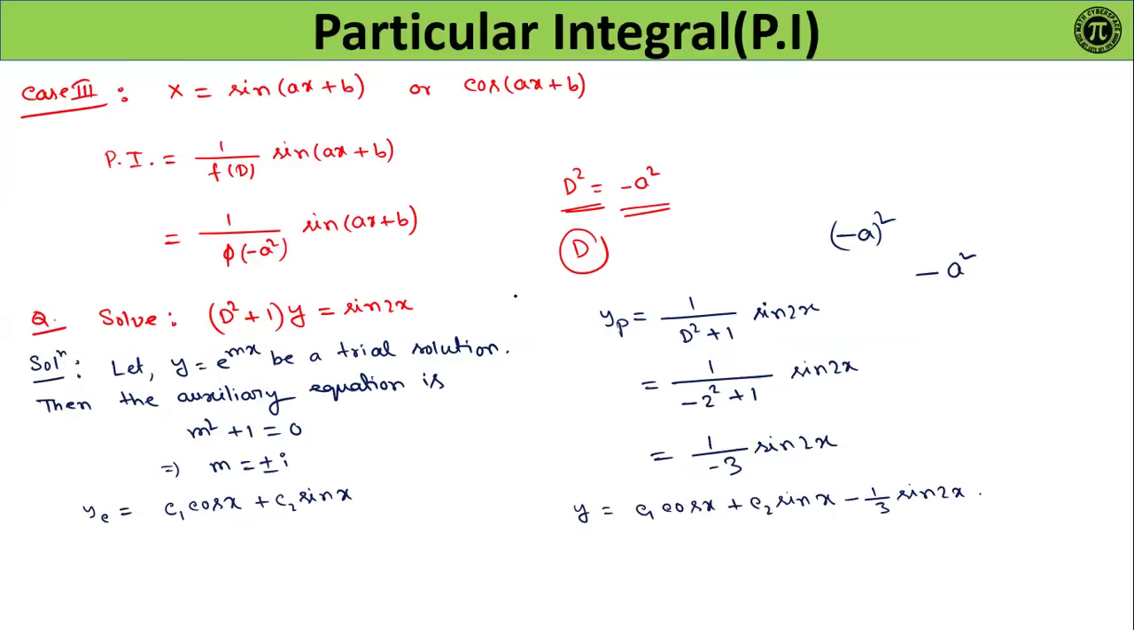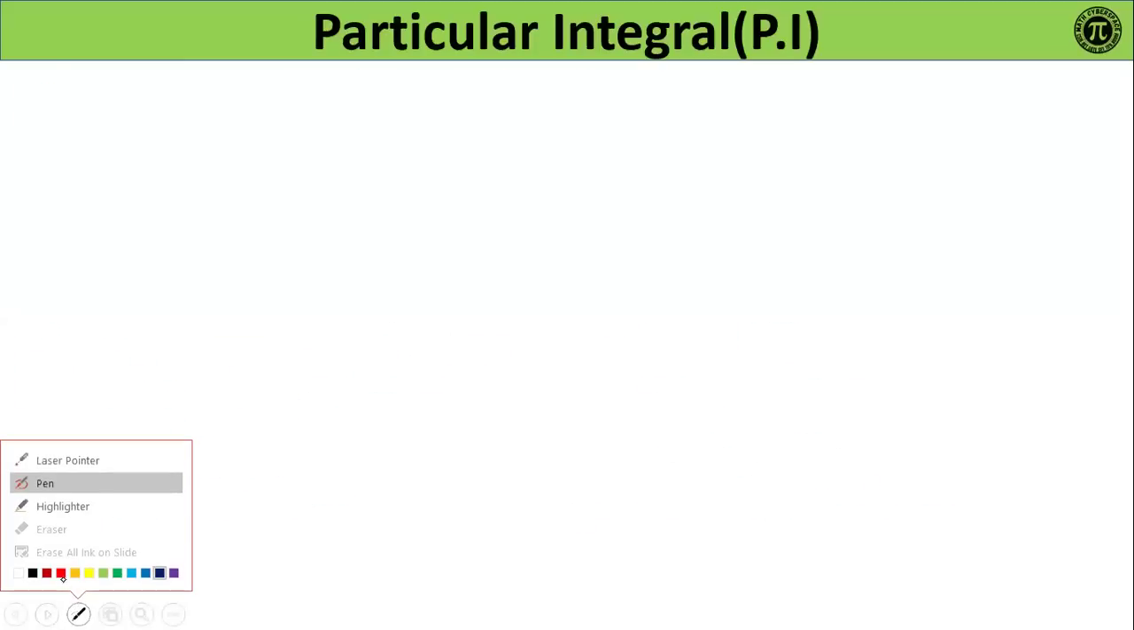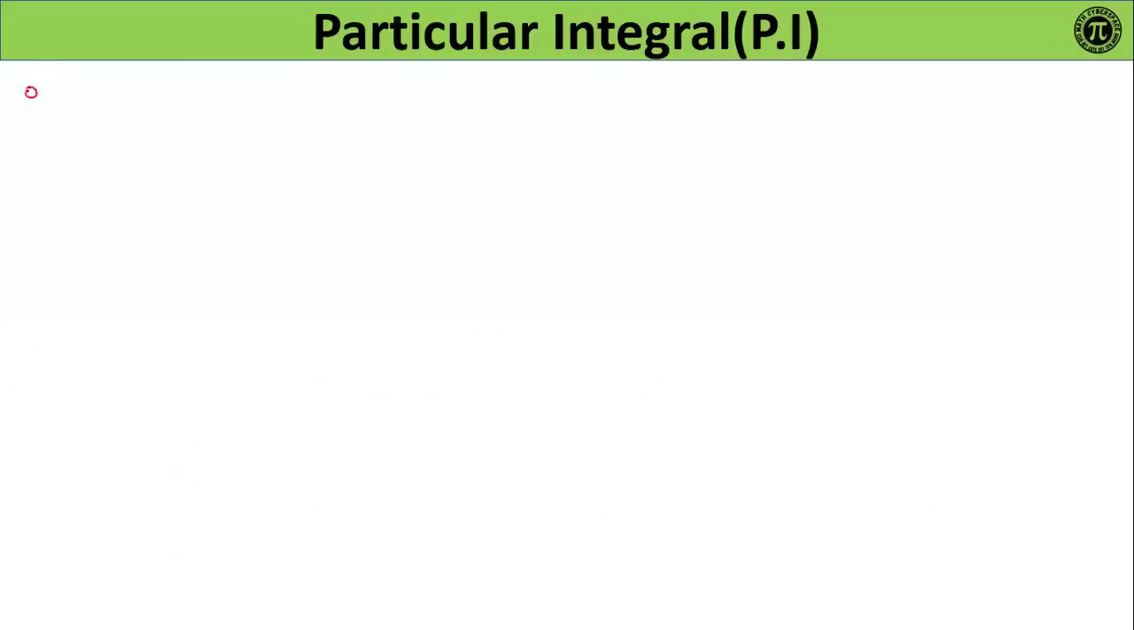of case 3. This is quite different. Solve (D² plus 9) y equals cos 3x minus 1. So first calculate the complementary solution.